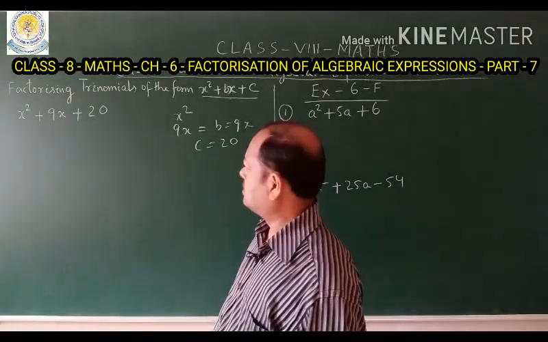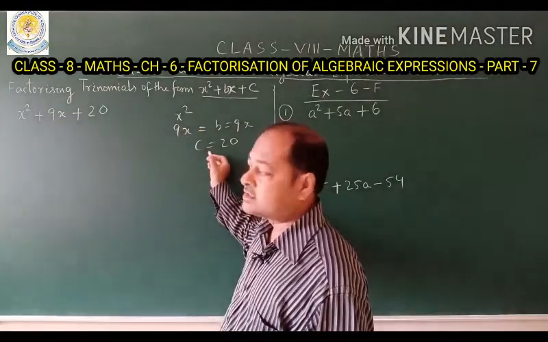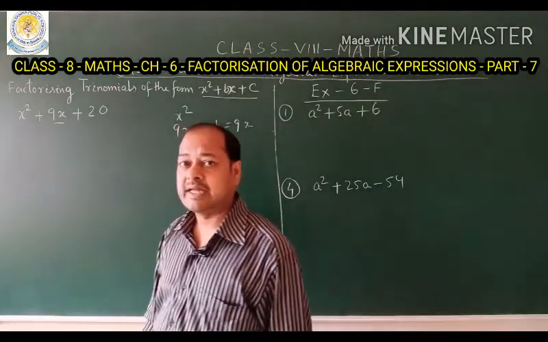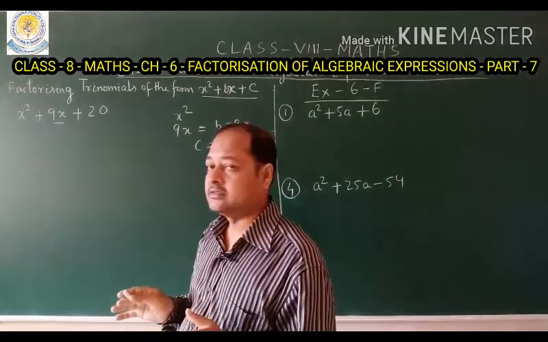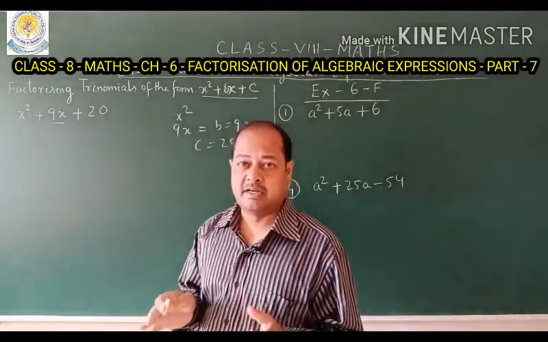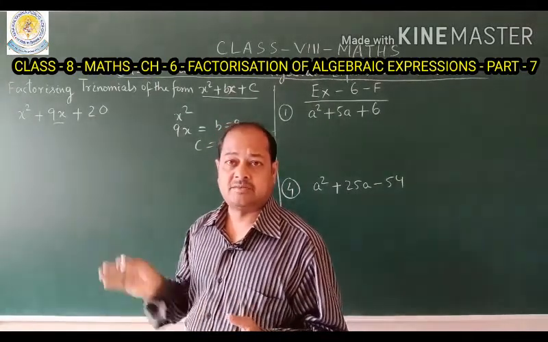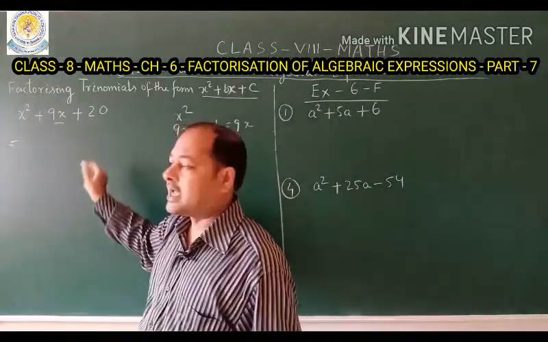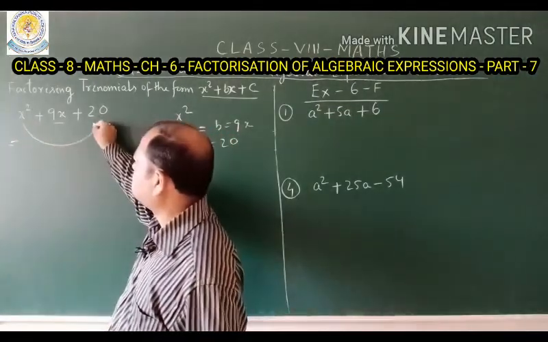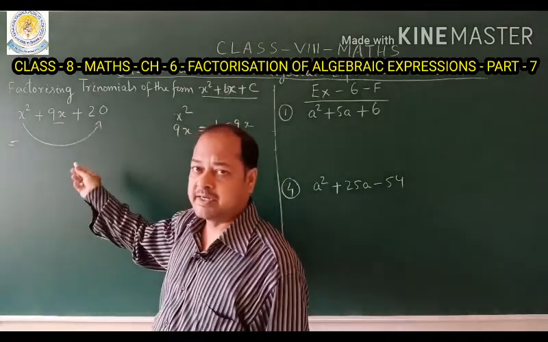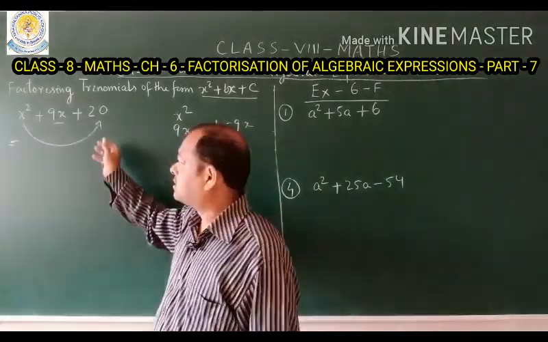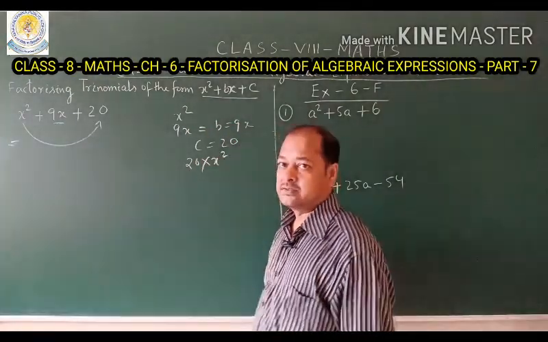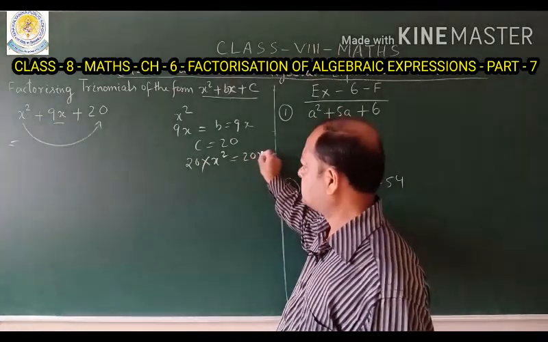So we have the three terms. Now the concept is to break the middle term. What is the middle term here? 9x. If we split the middle term, we will get the factors of this algebraic expression. The formula is to multiply the first term with the last term. If you multiply the first term and last term, we get 20 into x square, so we will get 20x square.